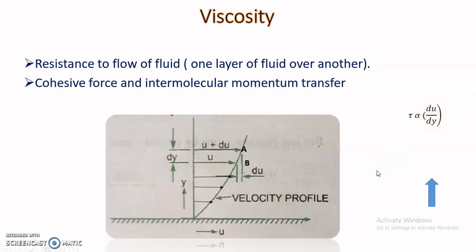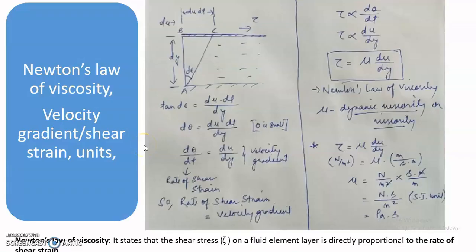And if we remove the proportionality constant, tau is equal to mu into du by dy. This particular equation we call Newton's law of viscosity. So let's learn now about Newton's law of viscosity, which states that shear stress is directly proportional to the rate of shear strain. Now let us find out this rate of shear strain.